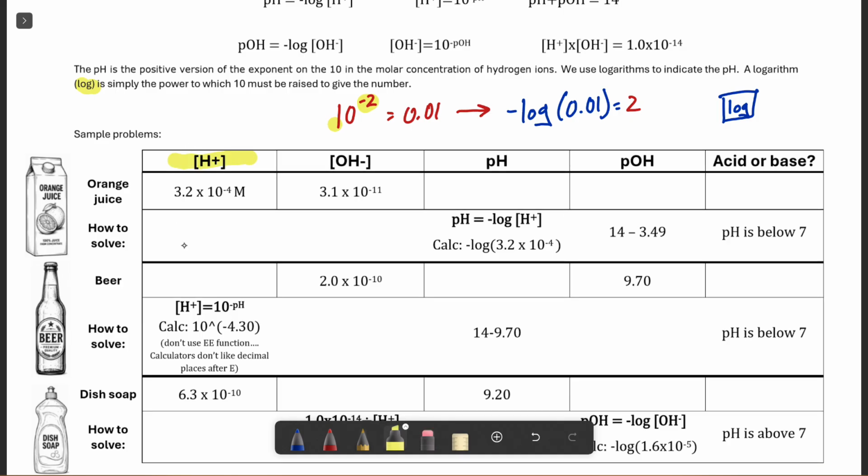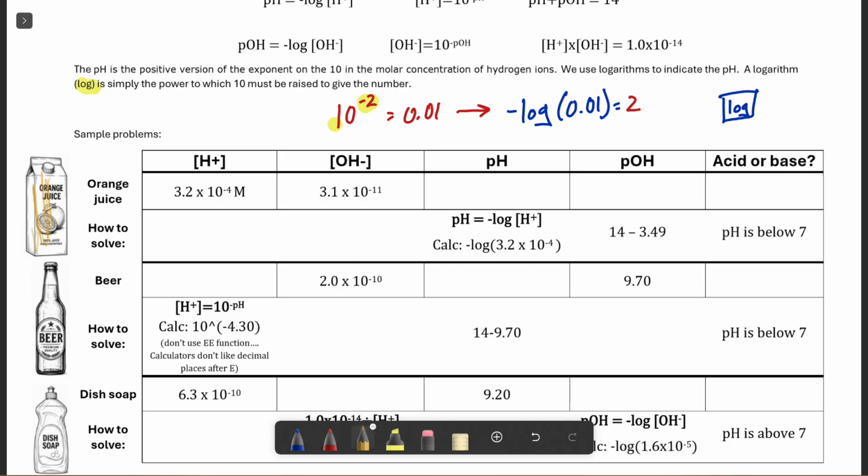Everything in this column is showing me the concentration of hydrogen ions inside of the orange juice, the beer, the dish soap. Here's the concentration of hydroxide in those solutions. Here's the pH. Here's the pOH. And then here's how we have to decide if it's an acid or a base. Okay, so this table, we're going to fill this out for each of these substances.